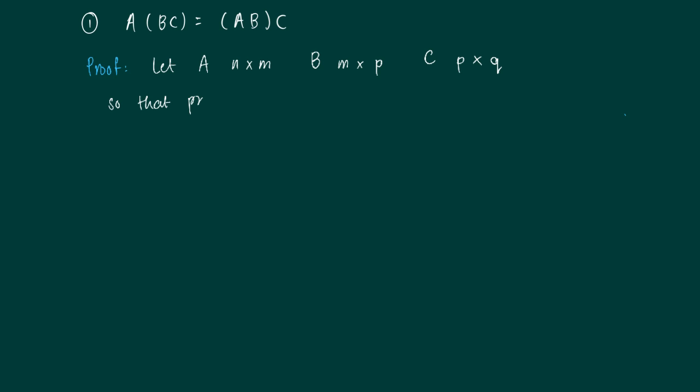So in particular A times B and B times C, the inner dimensions of the products of the matrices in these products are the same. For instance, B times C, here we have p, there we have p.